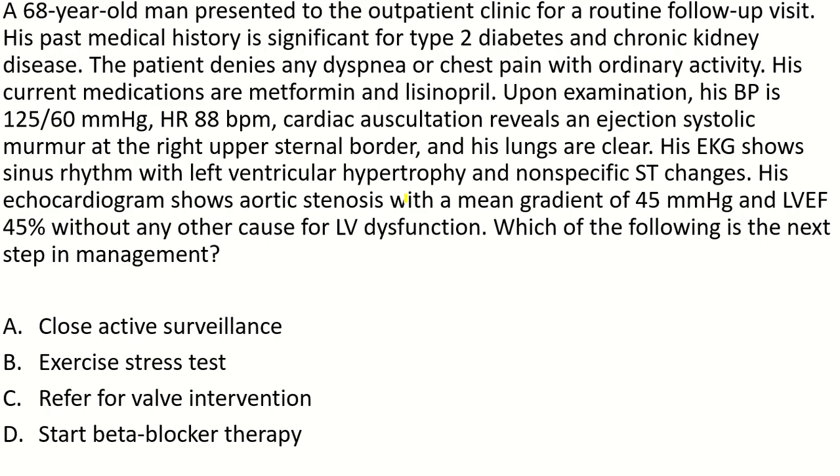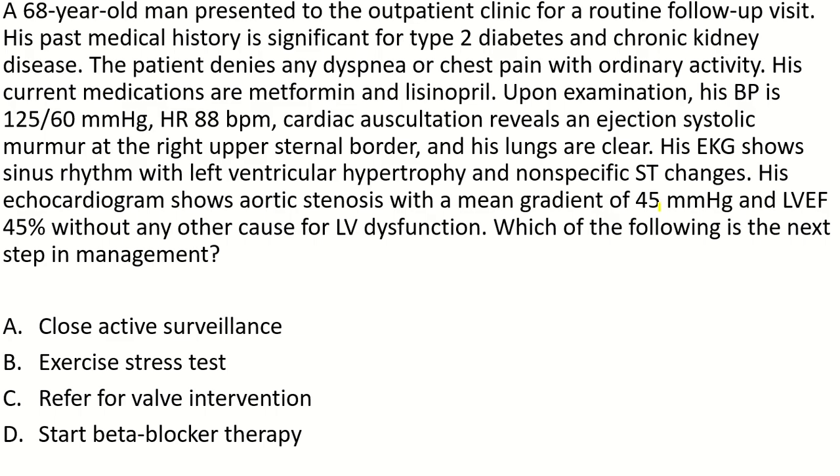His blood pressure is okay, however his cardiac auscultation reveals an ejection systolic murmur, something query for valvular heart disease. His EKG shows evidence of left ventricular hypertrophy. Okay, and his echocardiogram shows evidence of aortic stenosis with mean gradient of 45 and left ventricular ejection fraction of 45 without any other cause of LV dysfunction. So the question asked about which of the following is the best next step in management.